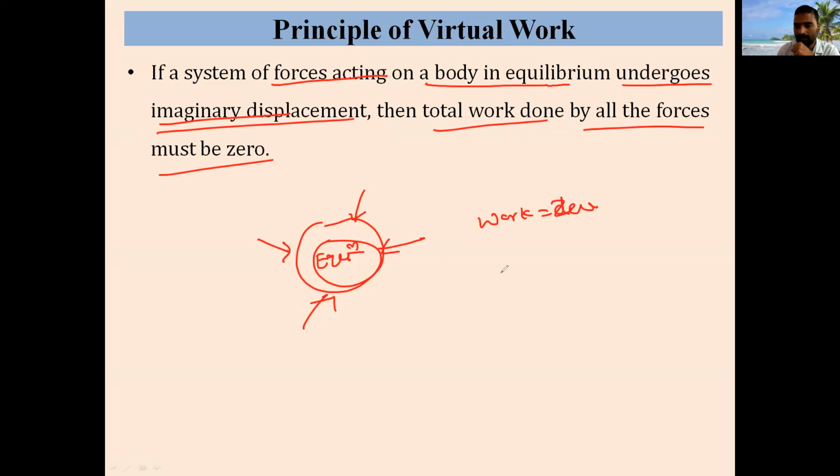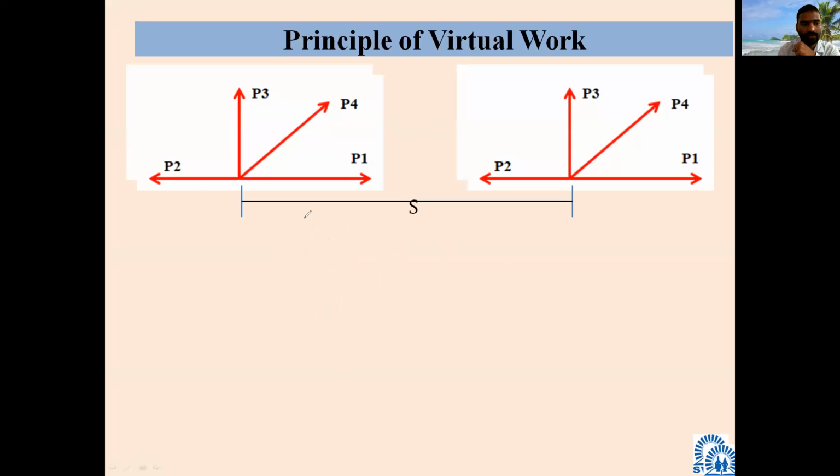For this, the example is in the next slide. See, this is an example. This is a body. The body is acted on by four forces: P1, P2, P3, P4. It has gone through displacement, but finally it is in equilibrium. Now, what is the work done? Work done is equal to zero. This is as per the principle, because the body is in equilibrium.